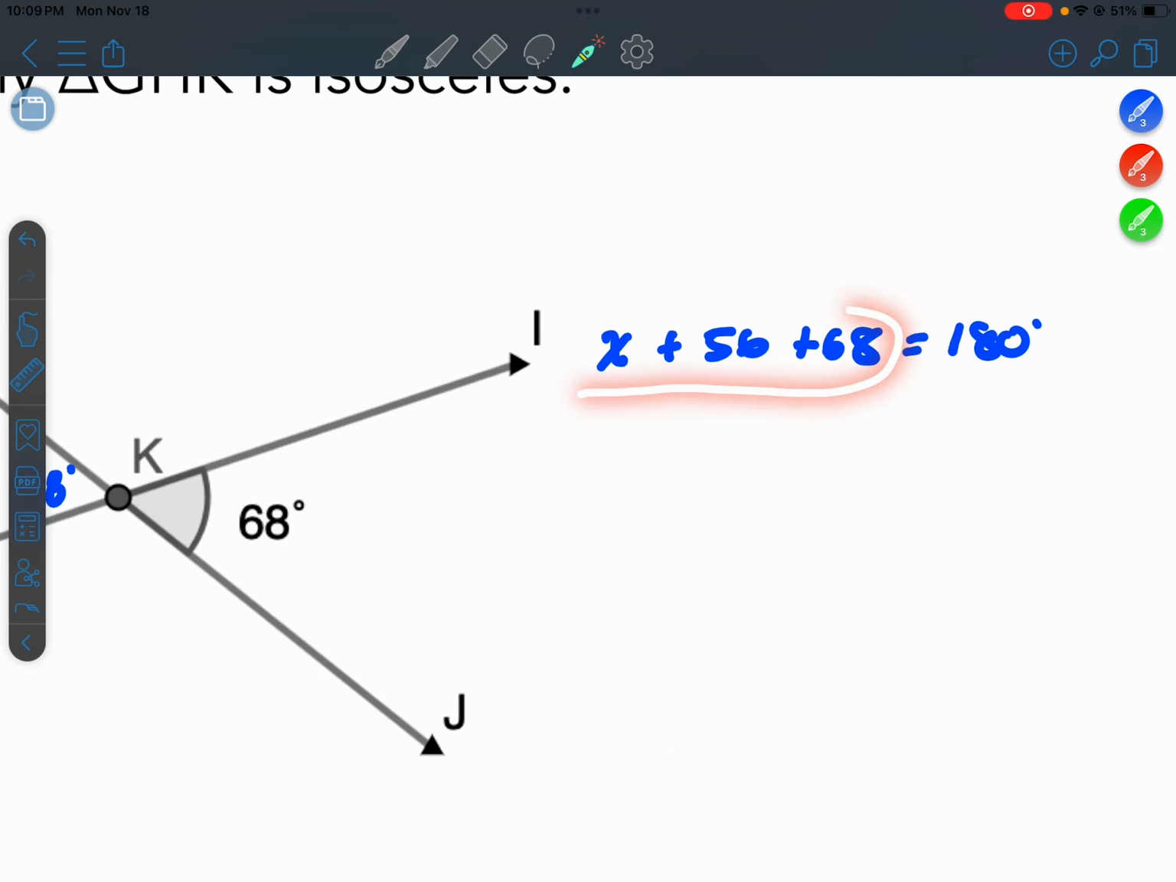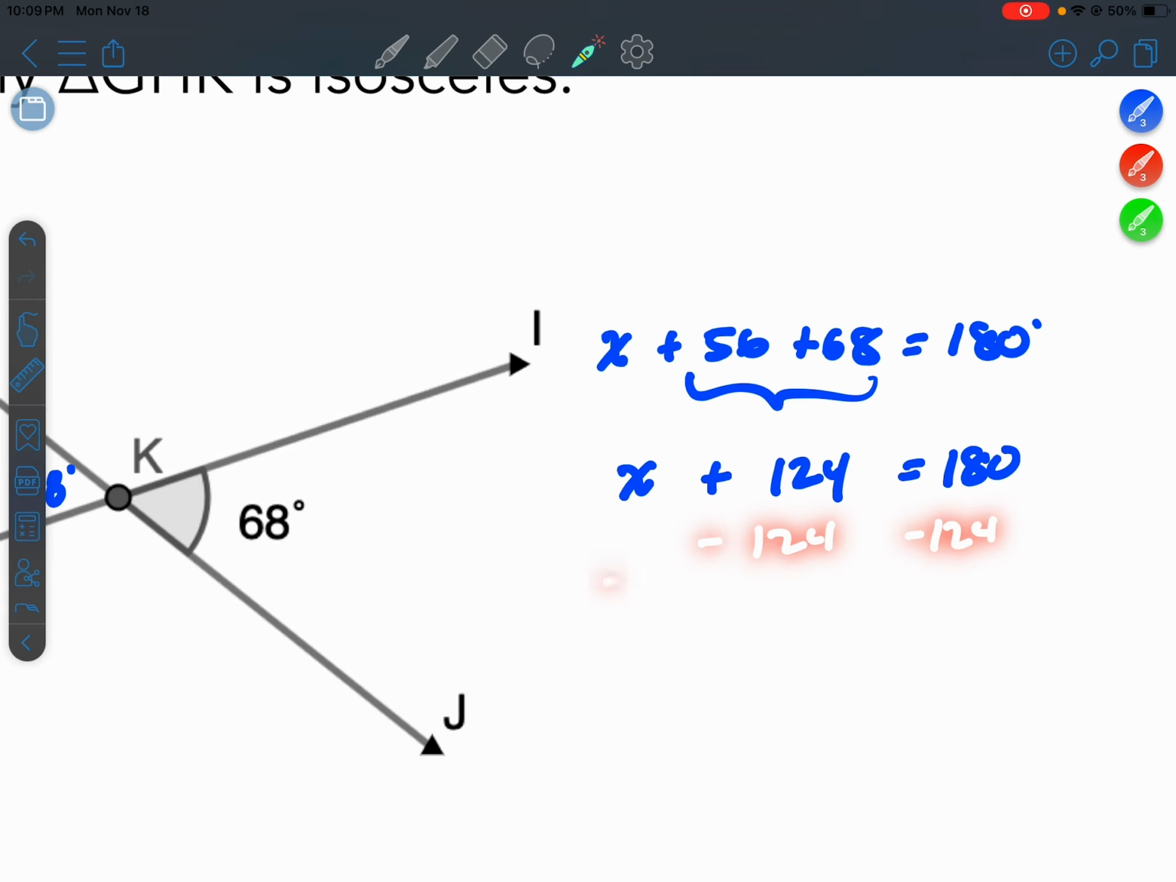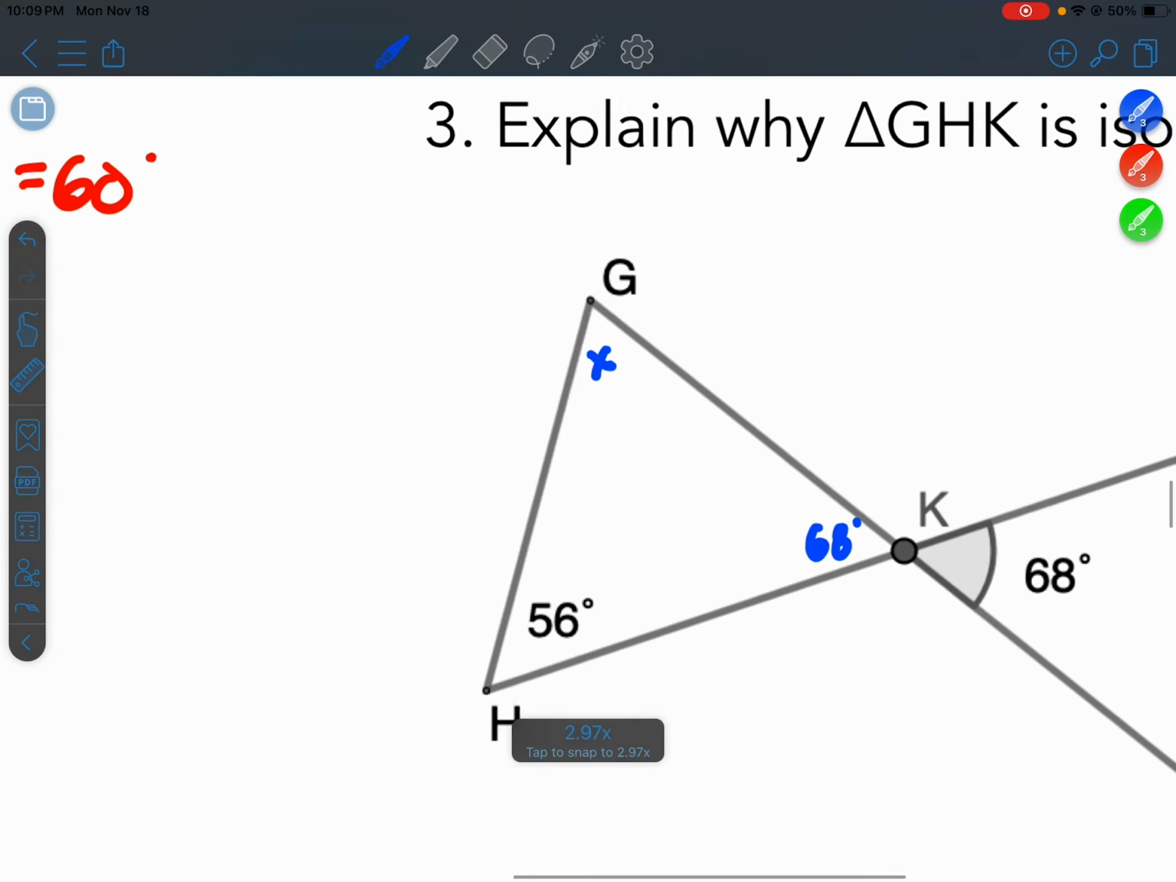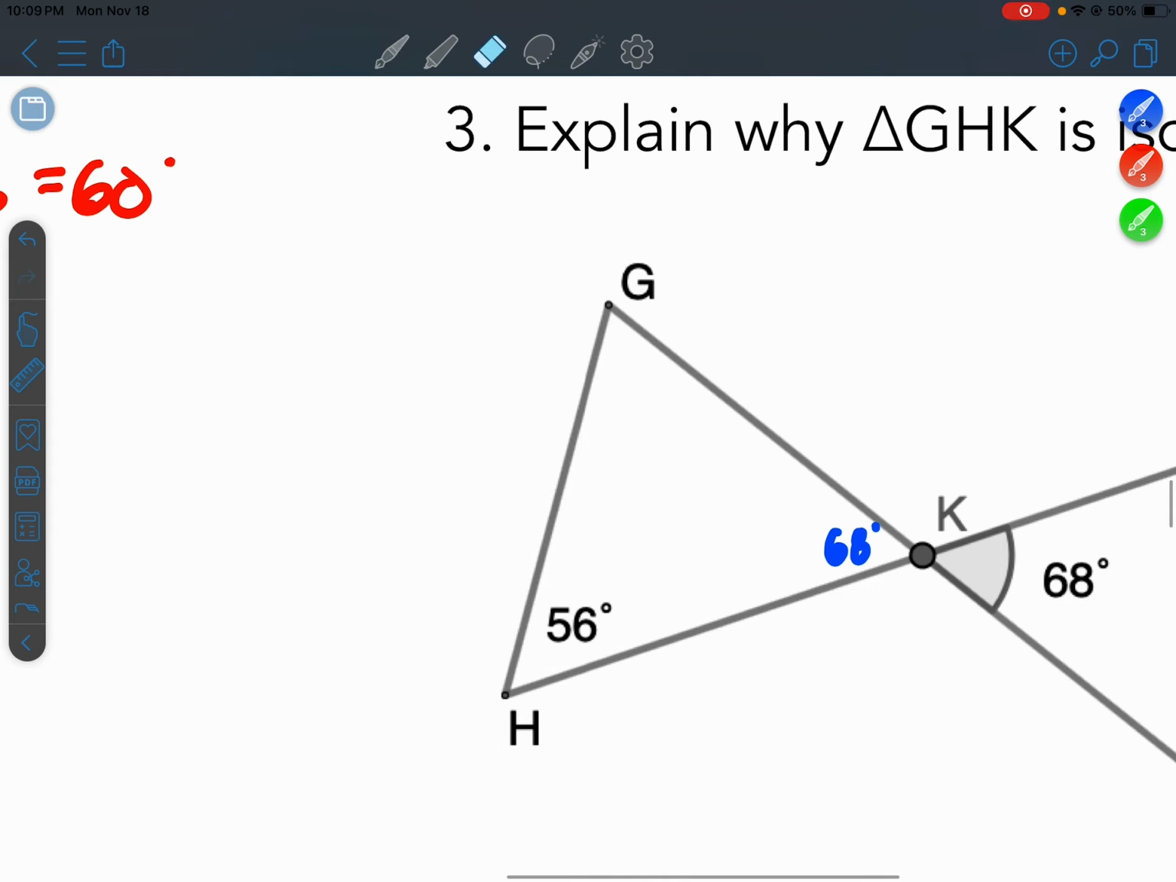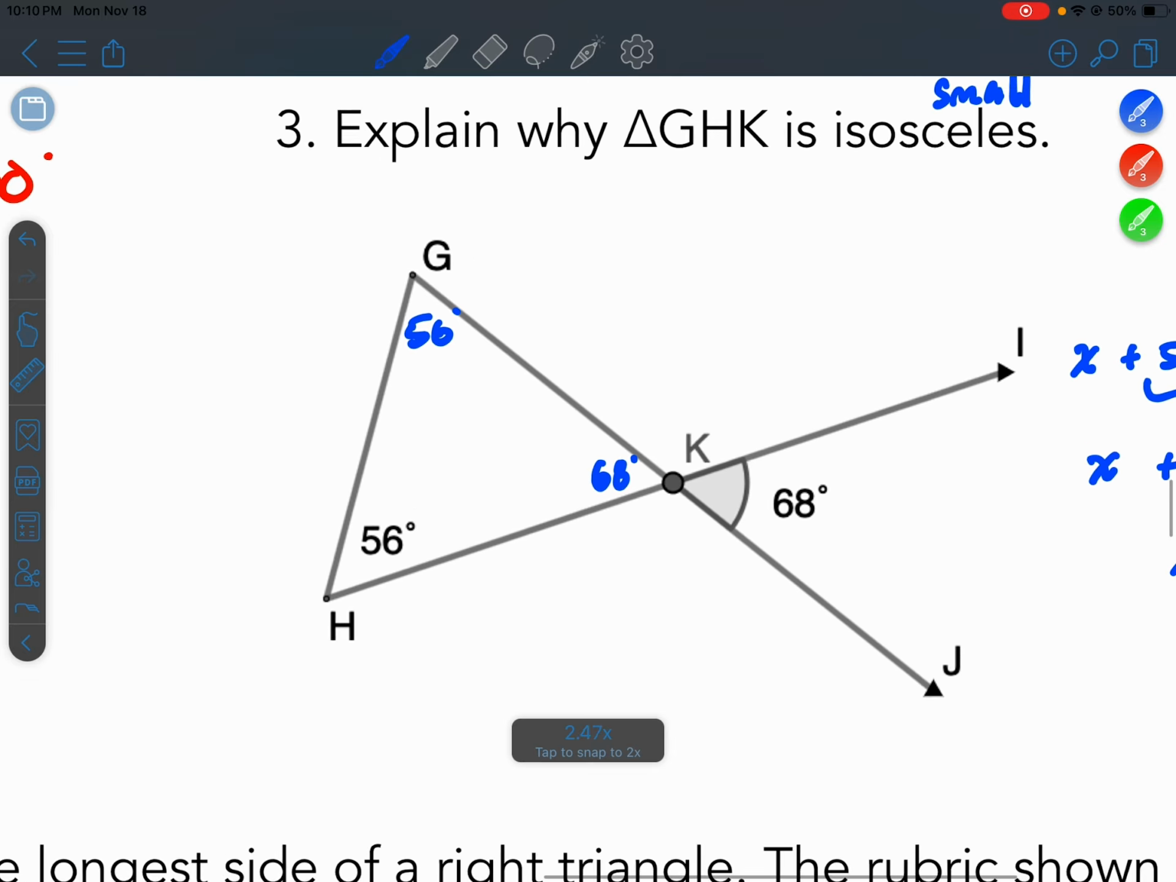Over here we're going to combine what we can. So that would be the 56 and 68. That's 124. So x plus 124 equals 180. And now we need to subtract 124 from both sides. So x is going to end up being equal to 56. So we go back to our image now, erase the x, and write in the measurement 56 degrees. Now something interesting happens.